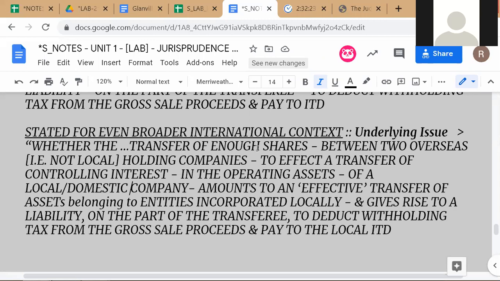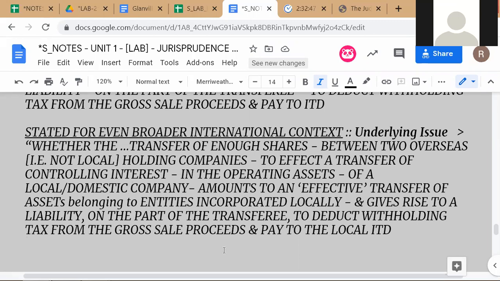Now you've stated it in such a general way that it can be applied as a principle of international tax law, although the ruling will be by an Indian Supreme Court. But even that could be a persuasive precedent in an international tax dispute which is not in India. So in India, it will be a binding precedent, but in other countries, it could be a persuasive precedent.